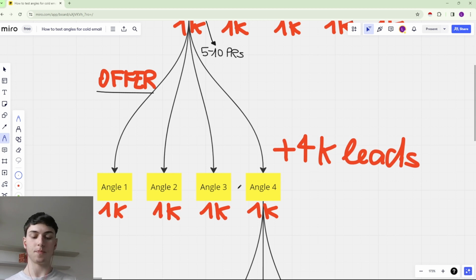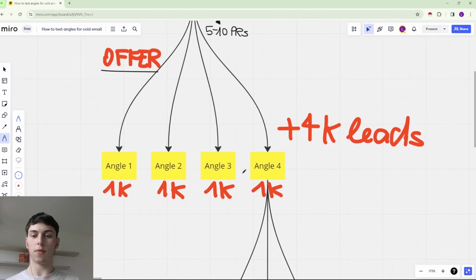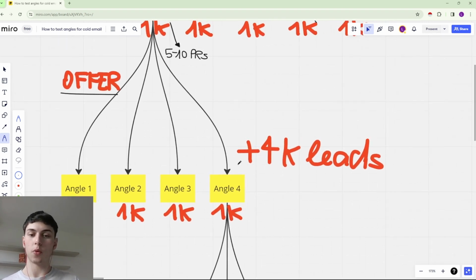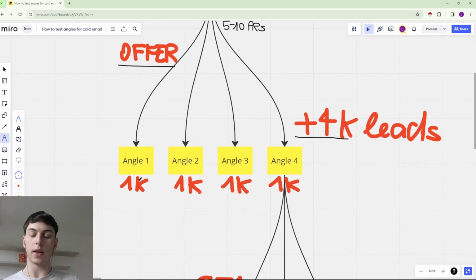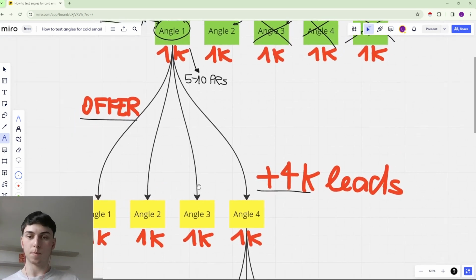split testing things. So you're going to come up with four different offers, and you're going to write four different scripts. Again, here, the script, the copy must be the same. The only difference is going to be in the offer that you're leveraging in the copy of your email. So again, you're going to scrape 4,000 leads, and you're going to allocate 1,000 leads to each of those angles, right? And you do essentially the same thing.